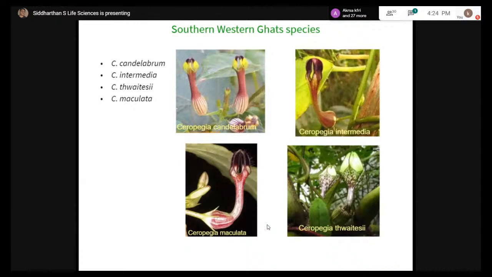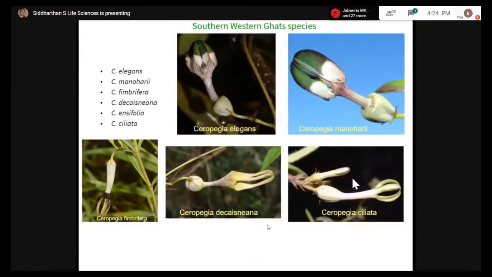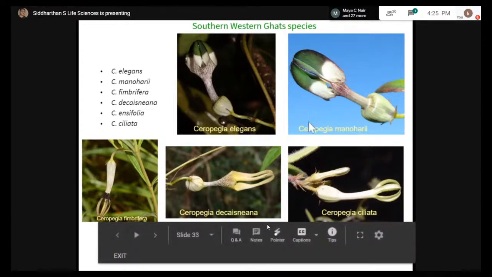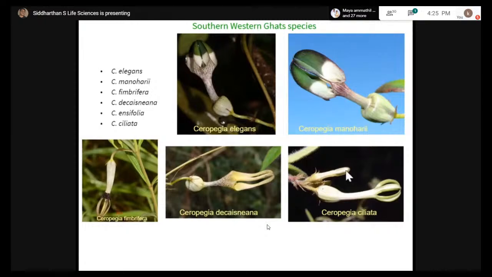Coming to the southern Western Ghats, from the states of Tamil Nadu, Karnataka and Kerala, we have these species. Candelabrum is the type species. Linnaeus named the genus based on this species. And then we have Intermedia, Maculata, and others. These are found in the forests of Tamil Nadu and Kerala, mostly wet adapted forests. The Maharashtra ones I showed have tubers, and they grow in these high elevation grasslands, but these are growing under the canopy cover also. They are not growing in the open forest. Again, some southern Western Ghats species: Elegans, Manohari, Fimbrifera, Decaisiana, Ciliata, these are all Western Ghats species.